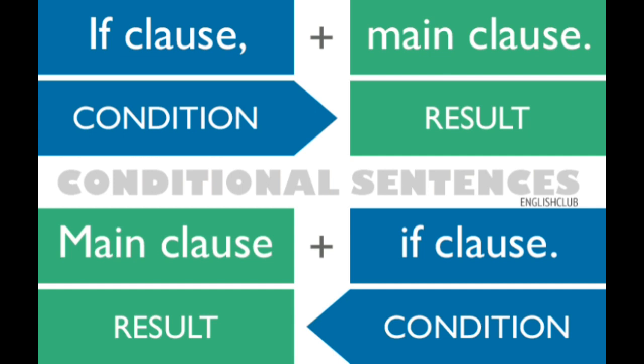So conditional sentences are sentences which express that a given action can only take place if there is a given condition. Therefore, a conditional sentence should have two main parts, that is the condition or the if clause and the result, or what we call the main clause. If we start with the if clause, then we need a comma after the if clause, and if we start with the main clause, that is the result, we don't need a comma.